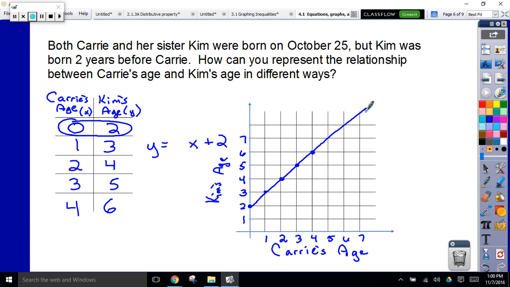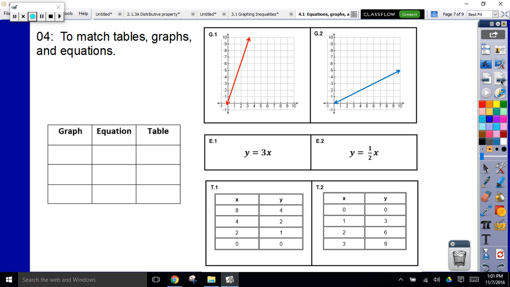Okay, last thing that we have to look at is we're going to do a class activity where you're going to be matching tables, graphs, and equations. So let's talk about how to do that. Up here we have 2 graphs labeled G1, which stands for graph 1, and G2, which stands for graph 2. We need to decide which equation goes with which graph, and also which table goes with which graph.